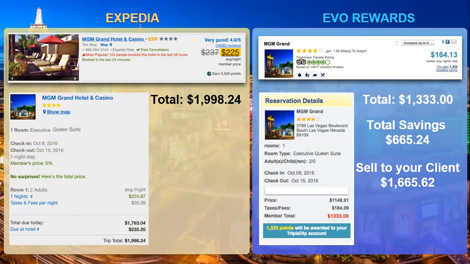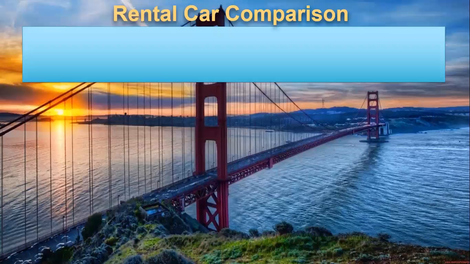Now, emphasize in this slide that you can sell this resort to your client for $1,665.62. Now, basic business paid $1,900. Make that connection. That's how you can sell that point.